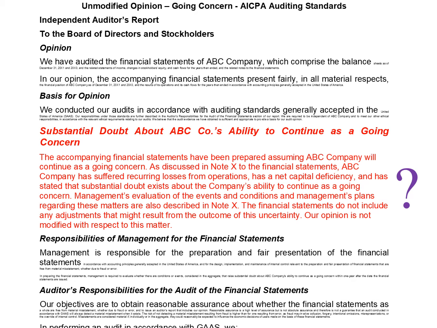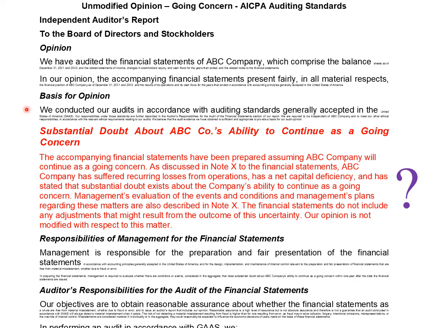Have we audited the financial statements? Yes. In our opinion, the financial statements do present fairly. Did we conduct our audit in accordance with generally accepted auditing standards? Yes. But we think we're going to get sued. When this company goes bankrupt, they're going to sue the auditors.